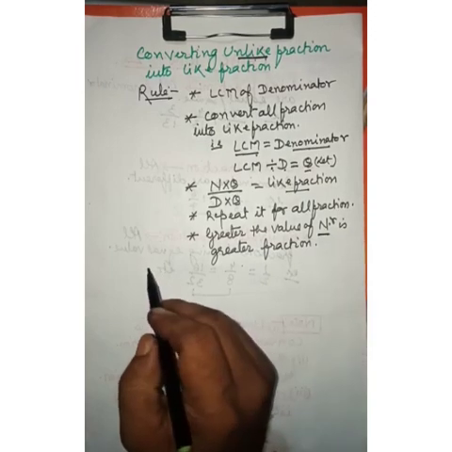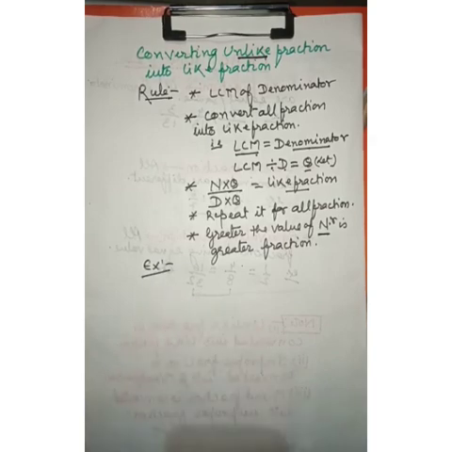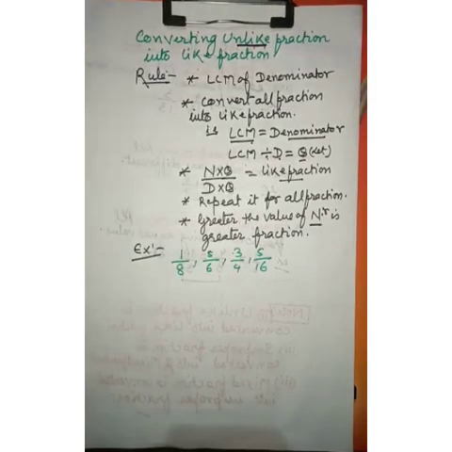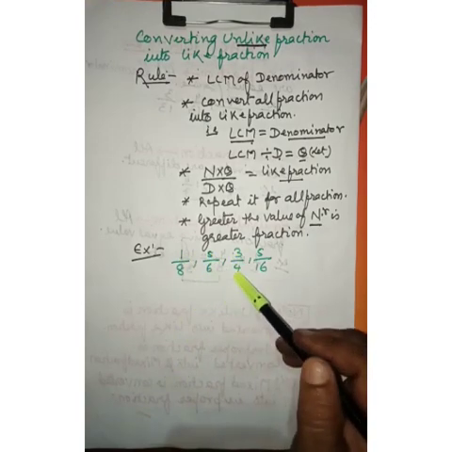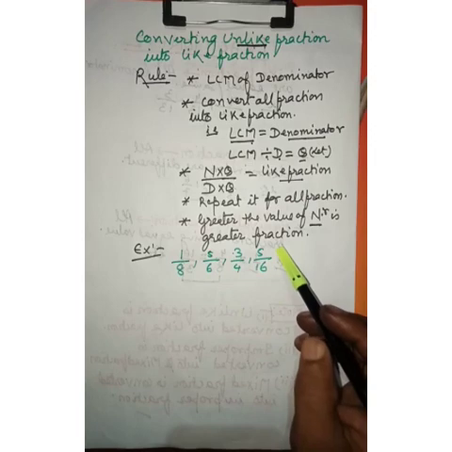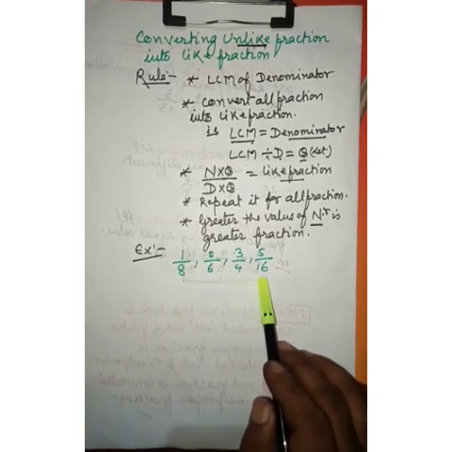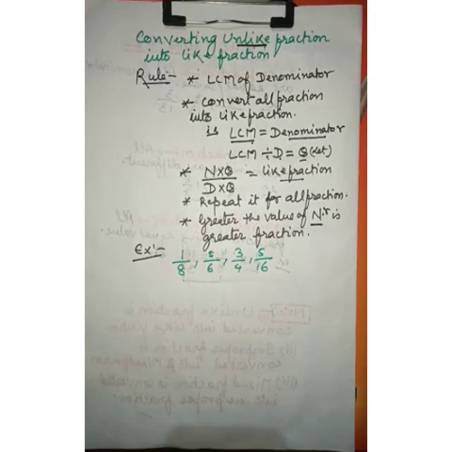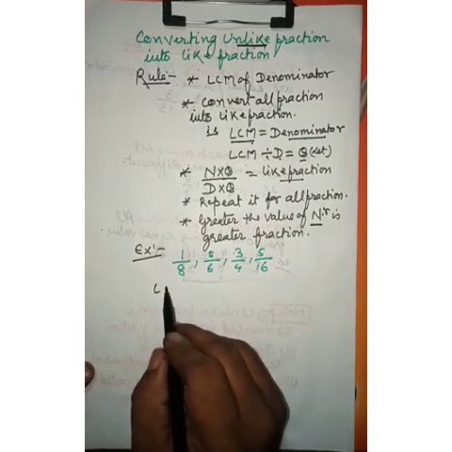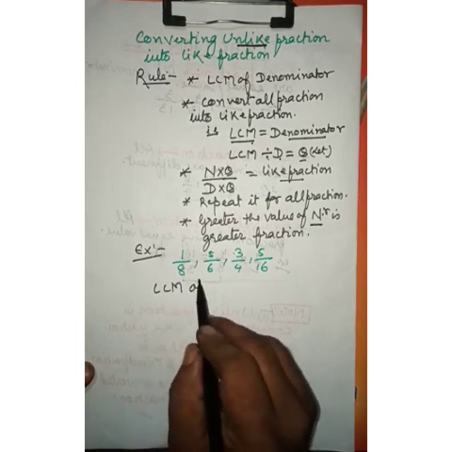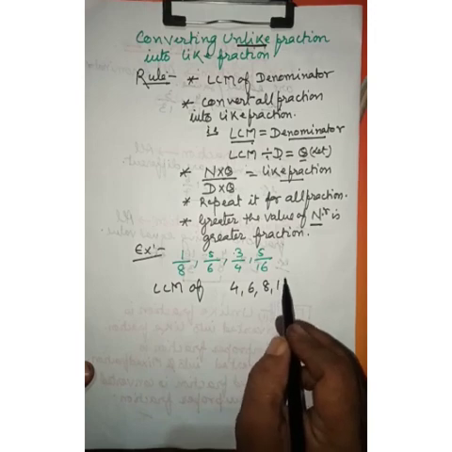Now for this we will do one example, then only we will understand. Now see the fractions 1 by 8, 5 by 6, 3 by 4, 5 by 16. Here we see all the denominators are different. So first step, we have to take the LCM of the denominators: the LCM of 4, 6, 8, 16.